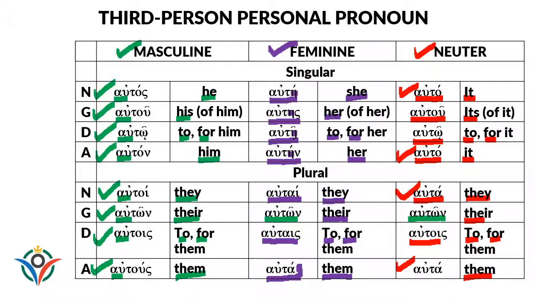So those neuter forms again: auto, autou, auto, auto. The plural forms: auta, auton, autois, auta.